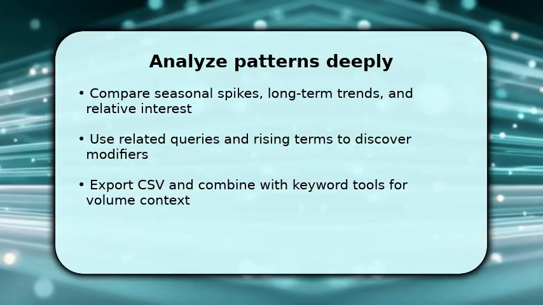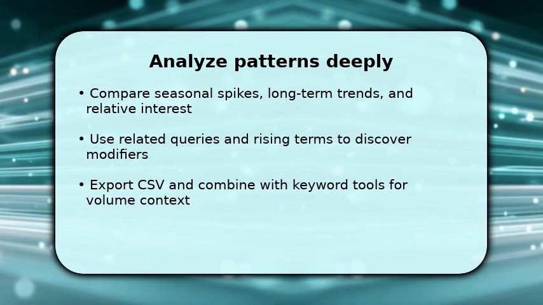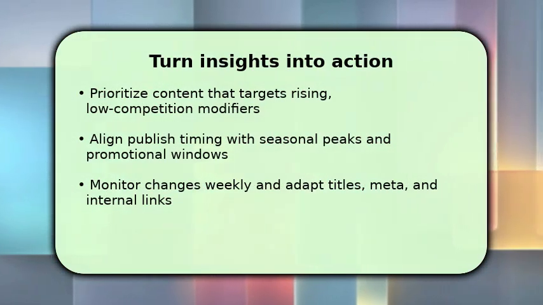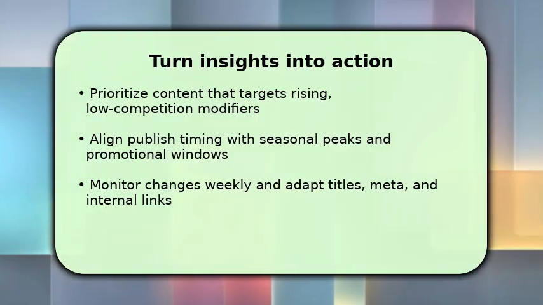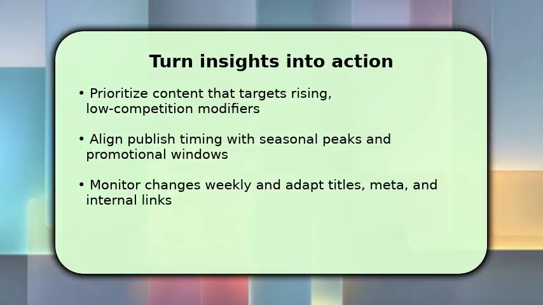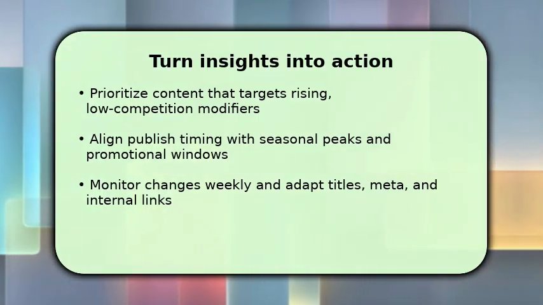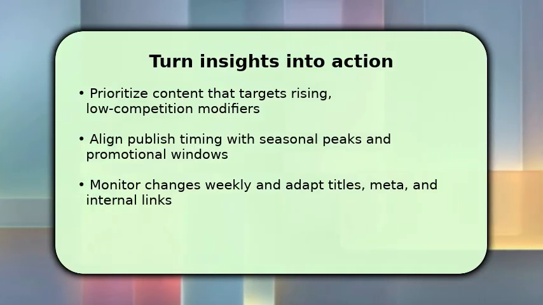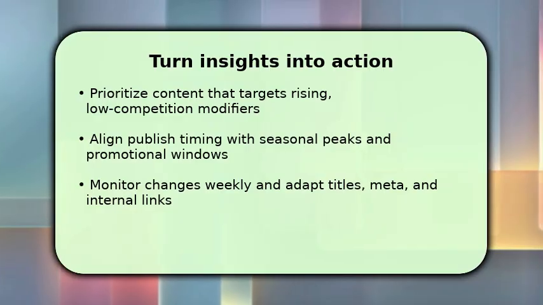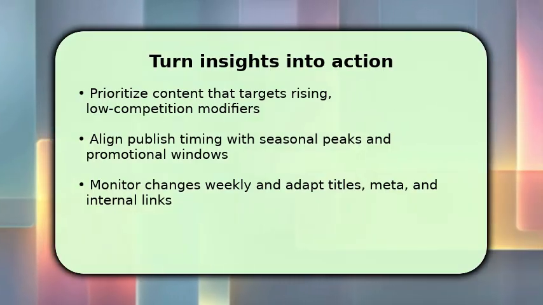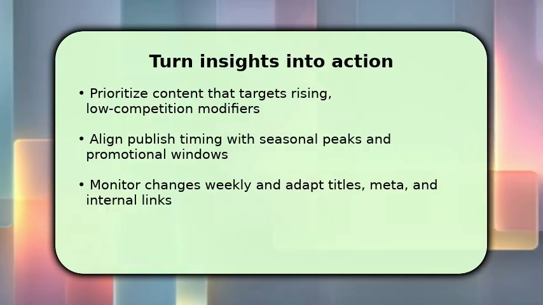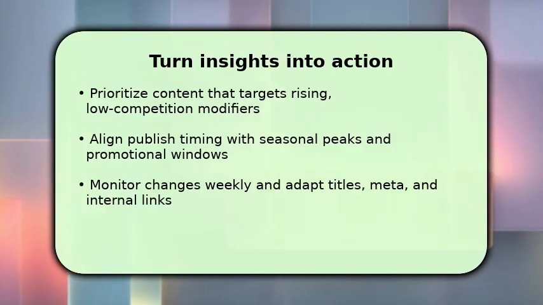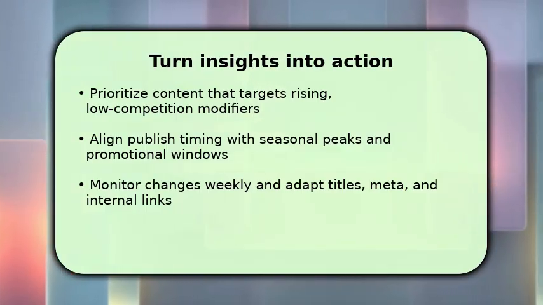You finish by converting trend signals into specific SEO tasks. Prioritize content briefs for rising, low competition modifiers and craft titles using the exact phrasing users search. Schedule publishing to match seasonal peaks and coordinate promotional windows like product launches. Once published, track weekly for interest shifts and update meta tags, headers, and internal links to capitalize on momentum. If metrics stall, revisit related queries and widen the time range to spot hidden trends.